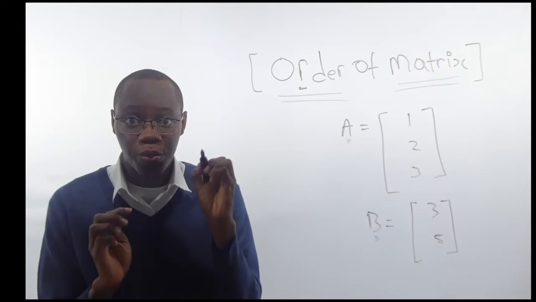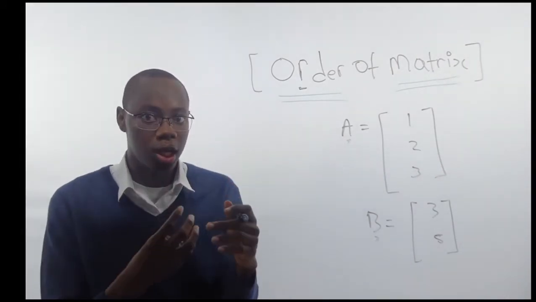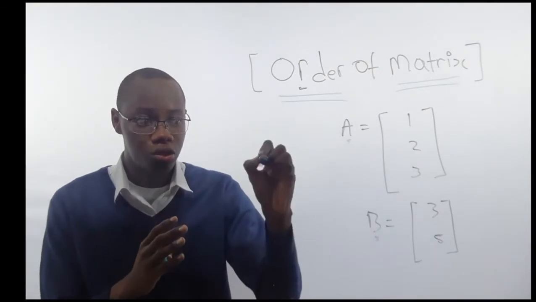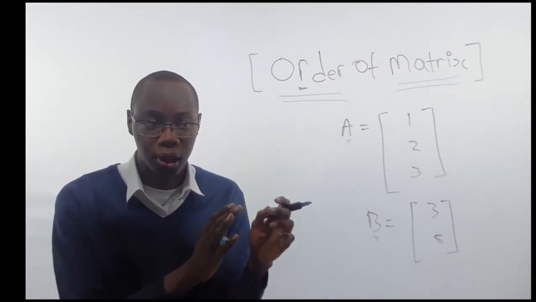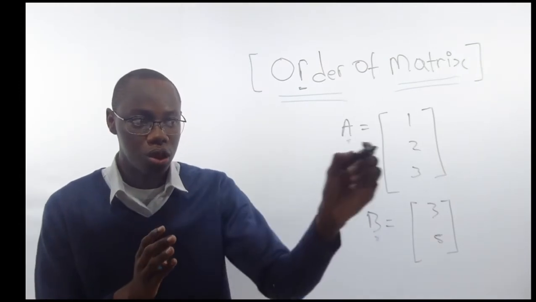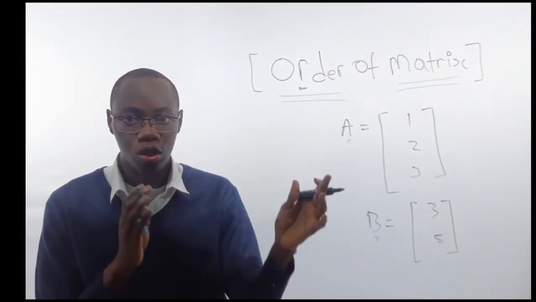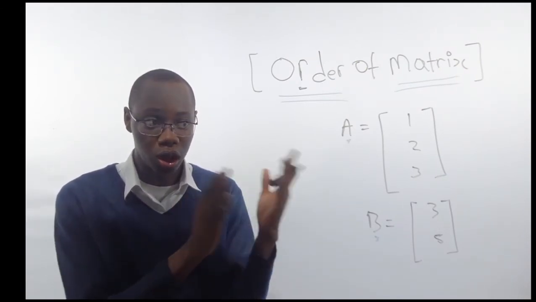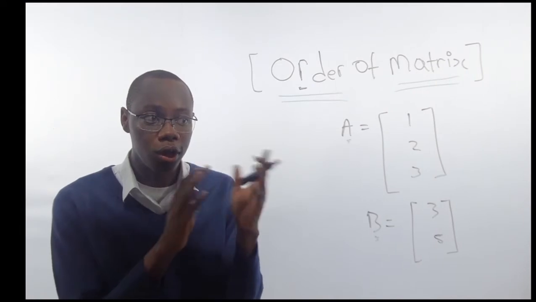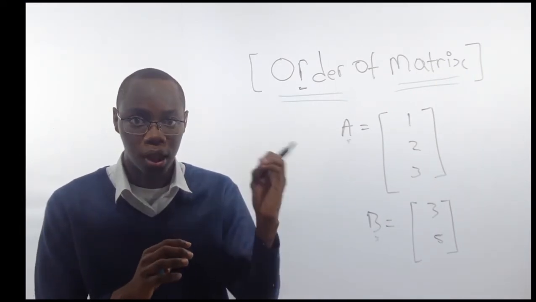So please pay attention to this because they might try to trick you in addition and multiplication. They might try to trick you: if you don't know which order is compatible with another order, you get it wrong. Many people have this problem where they don't know if a matrix can multiply with another matrix. They don't know if it's possible or not because they don't know the order. But don't worry, very soon it will become clear.